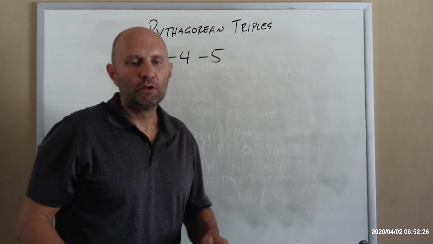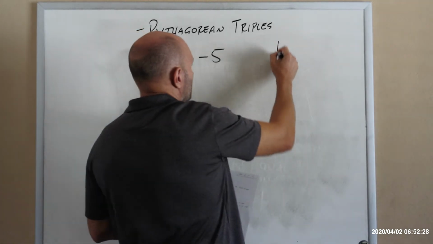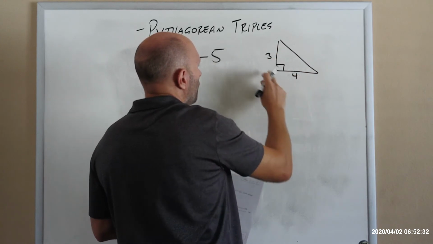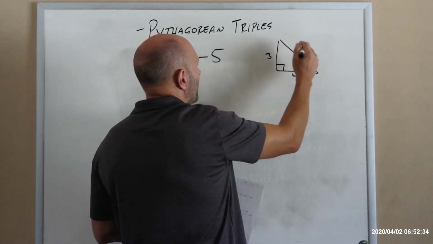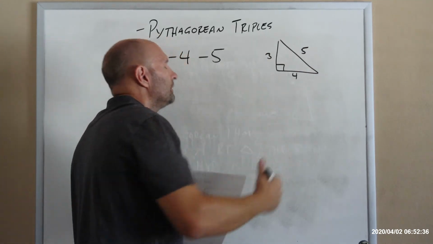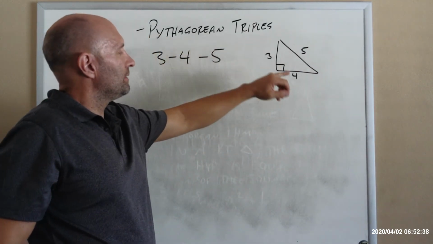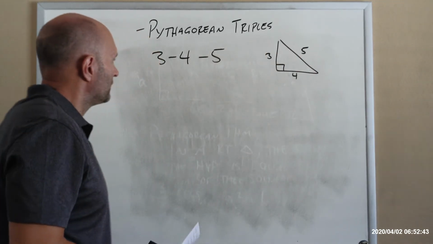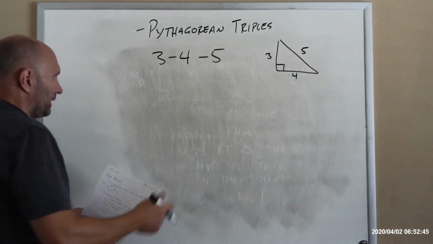So if I have a right triangle, one leg is 3, the other leg is 4, the hypotenuse then has to be 5. That's a 3, 4, 5 triangle.